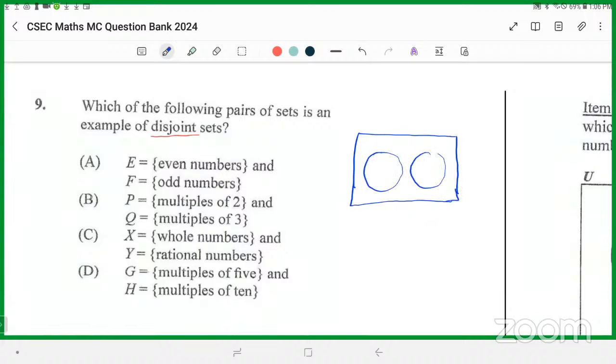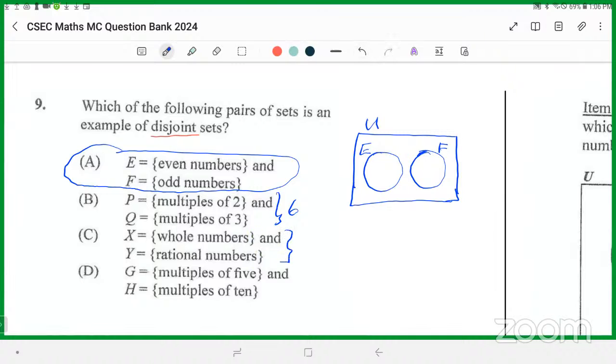Disjoint sets. So E will be the even numbers, F will be odd numbers, and they are disjoint. So the answer is this one: even and odd numbers. Multiples of 2 and multiples of 3? One example is the number 6, so that can't be true. That's not disjoint.